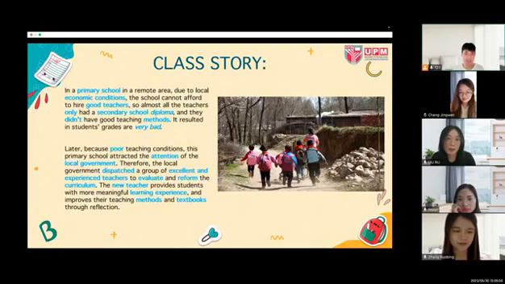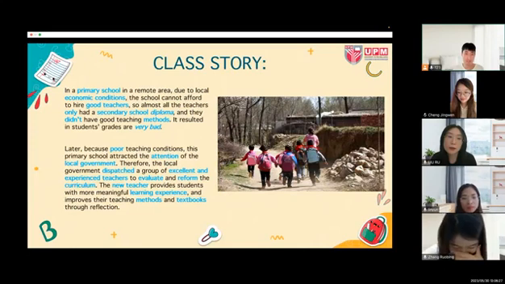In a primary school in a remote area, due to local economic conditions, the school cannot afford to hire good teachers. So almost all the teachers only had a secondary school diploma, and they didn't have good teaching methods. It resulted in students' grades being very bad. So later, because of poor teaching conditions, this primary school attracted the attention of the local government.